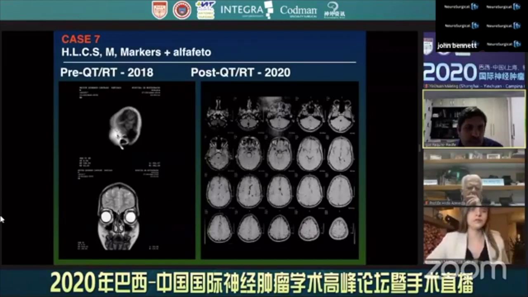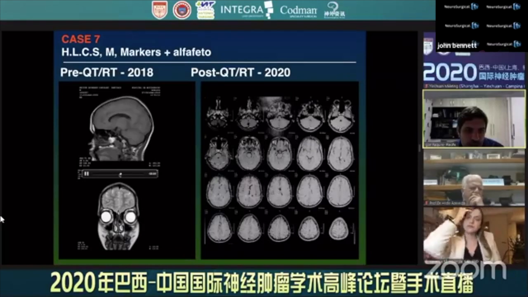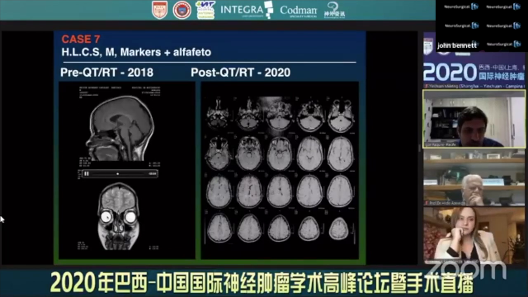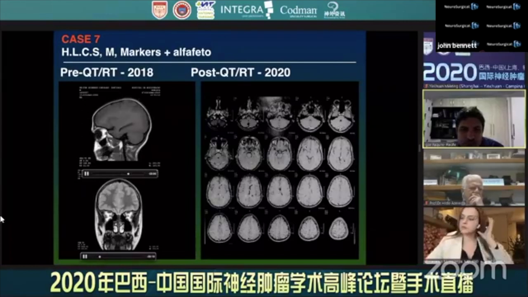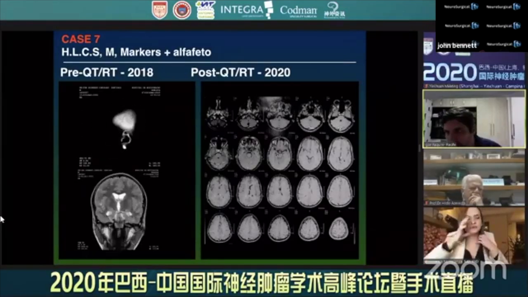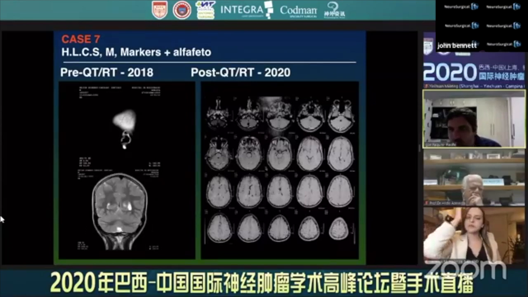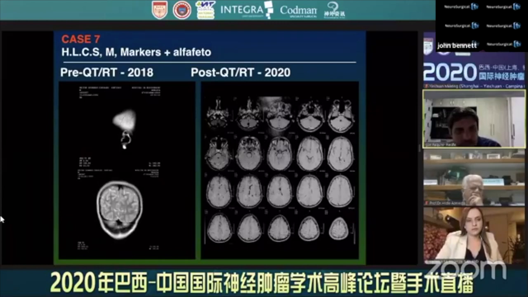This is another case. It's a male with a positive marker, positive alpha fetal protein. So here we can see a huge tumor. This is the anatomic specimen. And this is post-treatment, so there is no need for surgery in this case. It's a positive marker tumor, no need for surgery. So the patient is with the disease controlled in the last 3 years.